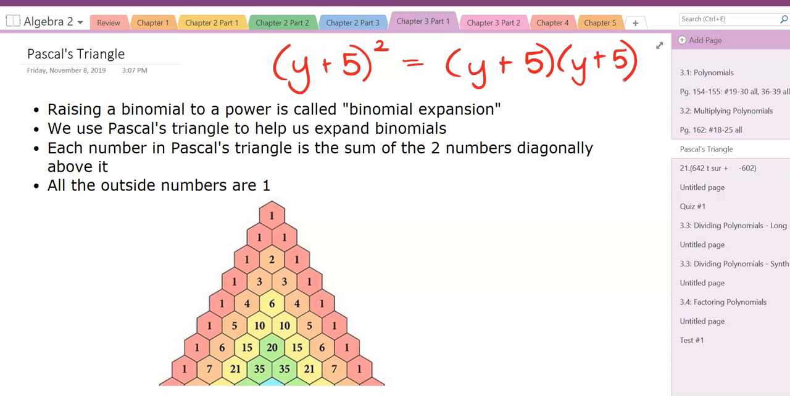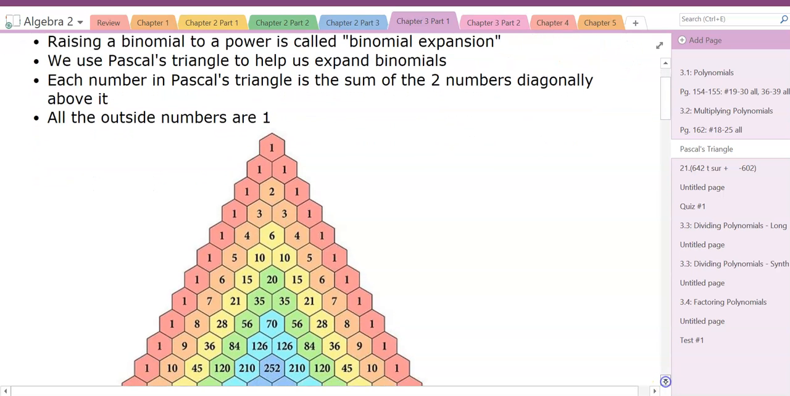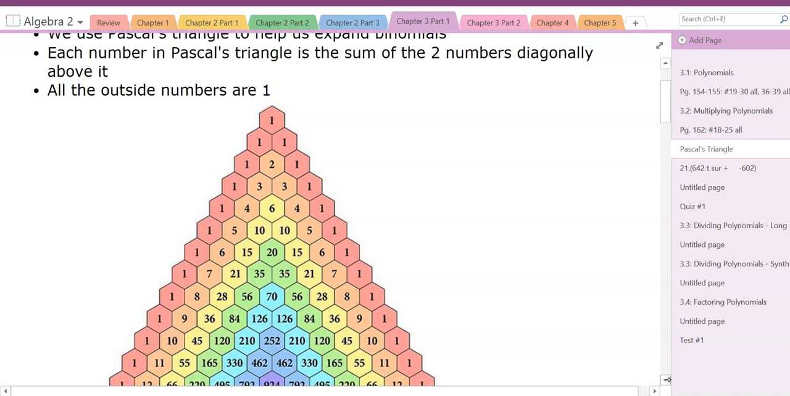And that's why we have something called Pascal's triangle. This actually makes this process a little bit quicker for you. So we use this to help us expand binomials, and each number in Pascal's triangle is the sum of the two numbers diagonally above it. Okay, so let me show you what I mean here. If you can see where I'm circling, like the 1 and the 1, the 2 below it. If I add 1 and 1, I get 2. Okay, so the 2 underneath it is what you get if you add those, and this works for the entire triangle.